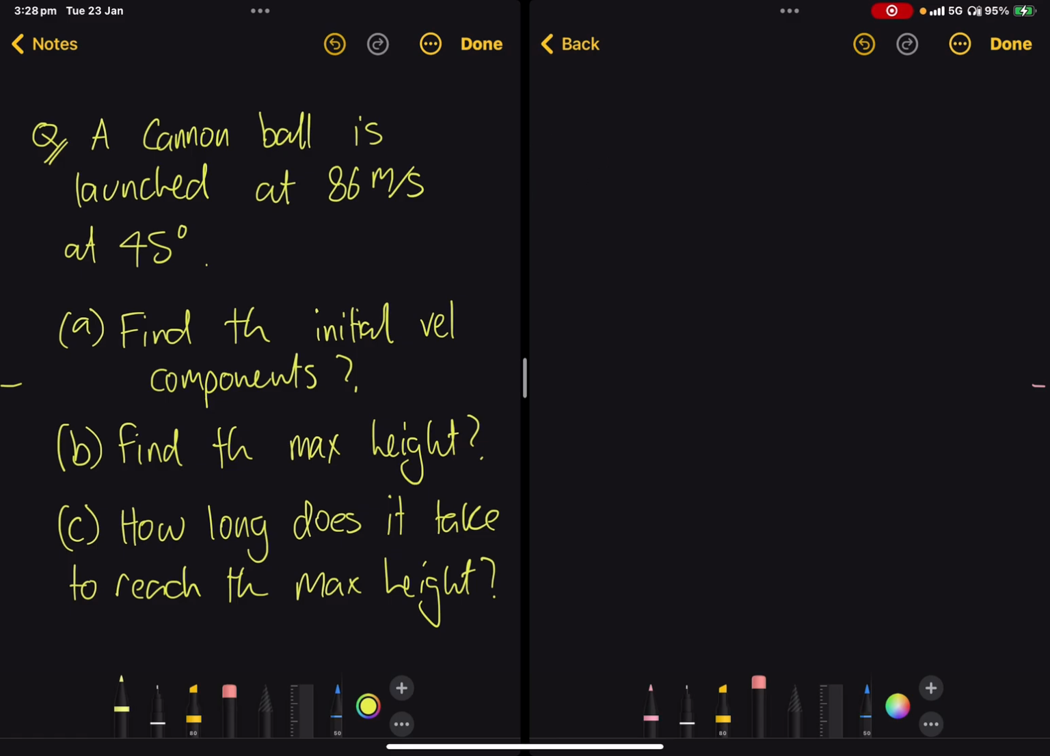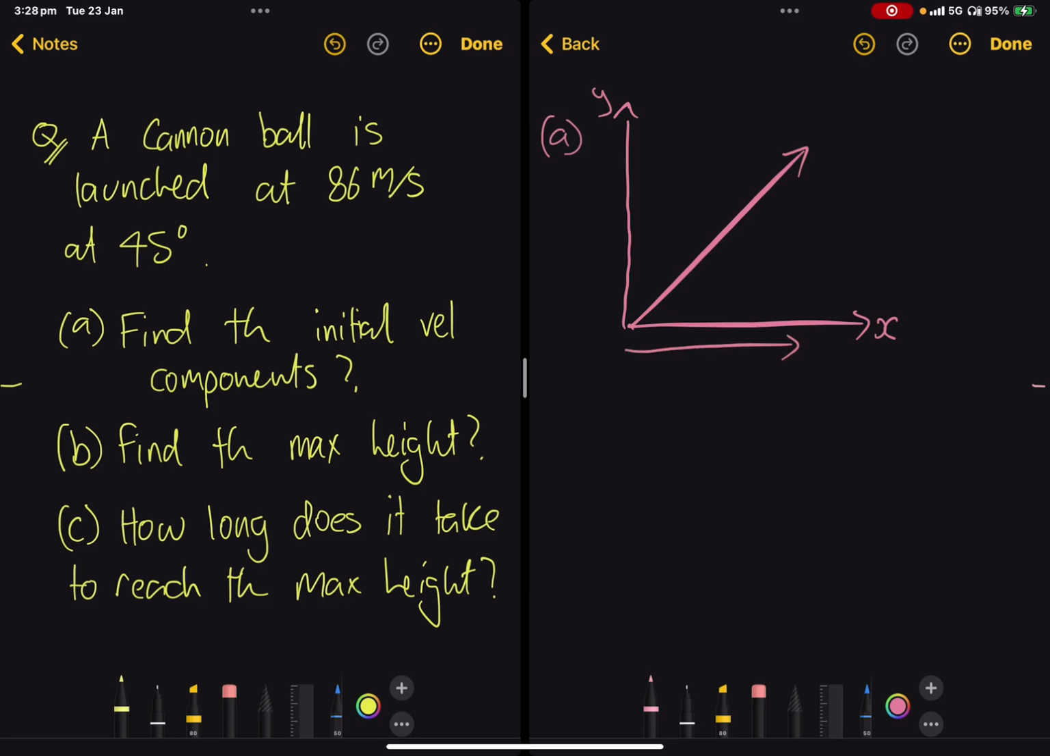So let's do the initial velocity components first. So we have the cannonball launching this way. This is the y-axis. This is the x-axis. So it'll have a velocity in y and a velocity in x. This is the initial velocity in y. This is the initial velocity in x. They're actually going to be equal because this angle is 45. So this will form an isosceles triangle here. So we just need to find one of these, and then we know that they're both the same.